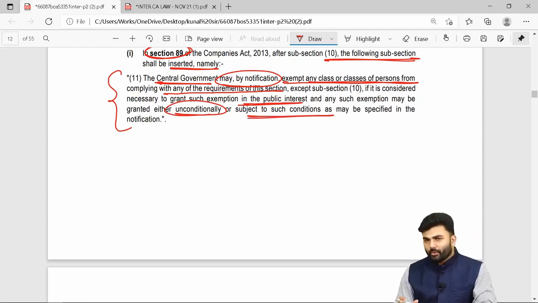So the last point you have to add under section number 89 says that central government will be granting some kind of exemption to certain class or classes of persons, and such exemptions will be granted only for some kind of public interest. However, whenever such exemptions are granted, it will be granted without any conditions, or it can also be granted with the fulfillment of certain conditions which will be prescribed by lawmaker from time to time.